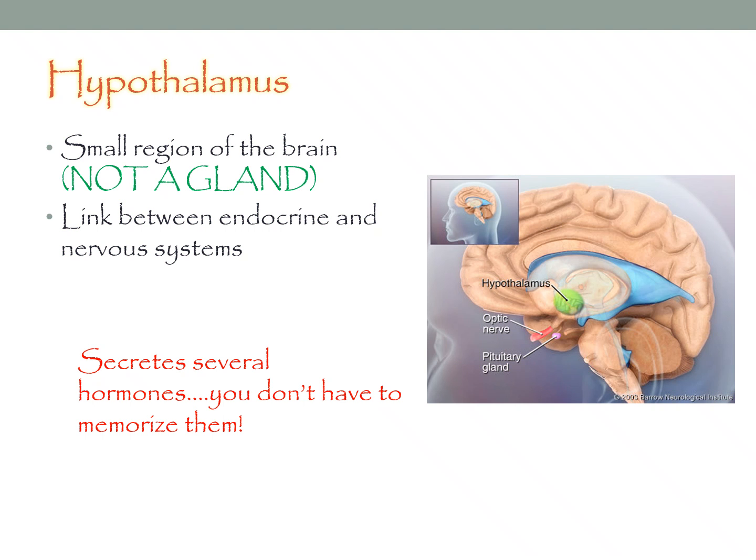Most of the hormones that the hypothalamus secretes are called releasing hormones, meaning those hormones go to other glands and tell those glands to create and secrete their own hormones. So we do not have to memorize the hormones that are created and secreted by the hypothalamus, with the exception of 2 because they're stored in the pituitary gland, and we're going to review that in a second.